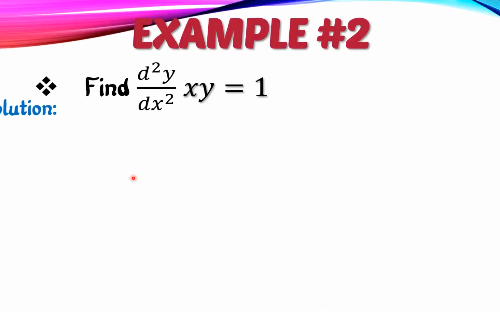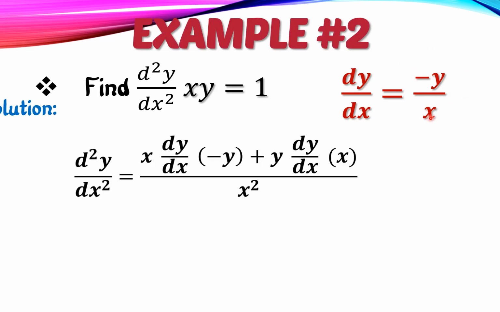Okay, let's have another example. Find the second derivative of x times y is equal to 1. Again, we already solved for this one, and we have the first derivative, dy/dx is equal to negative y over x. Again, to get the second derivative, we will get the derivative of this first derivative. Again, this is a quotient, so applying the rule: low, your denominator x, times the derivative of your numerator negative y, minus your numerator, so that becomes positive y, times the derivative of the denominator, over the denominator squared.